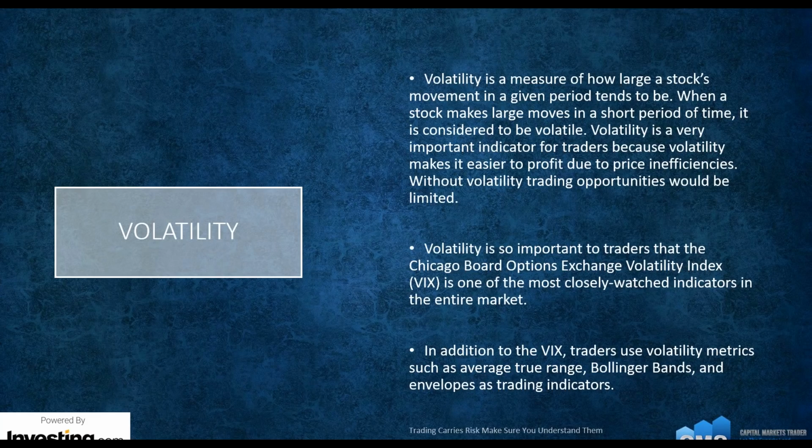Now, volatility is so important to traders that the Chicago Board Options Exchange Volatility Index, or the VIX, is one of the most followed indicators in the world. It's referred to as the fear index. Now, it's predominantly for the stock markets, but there's now actually a VIX for just cryptocurrency. So in addition to the VIX, traders use volatility metrics such as average true range, Bollinger Bands, and envelopes as trading indicators.